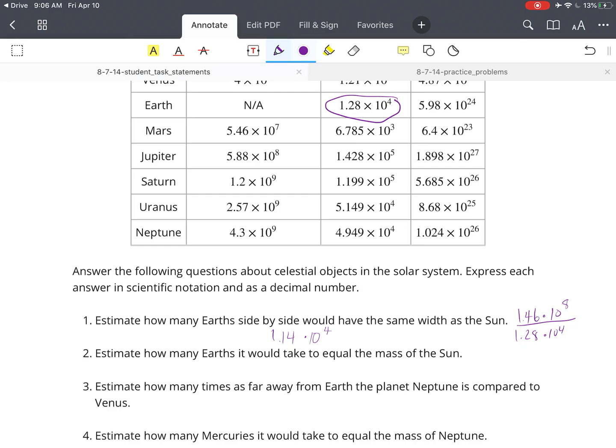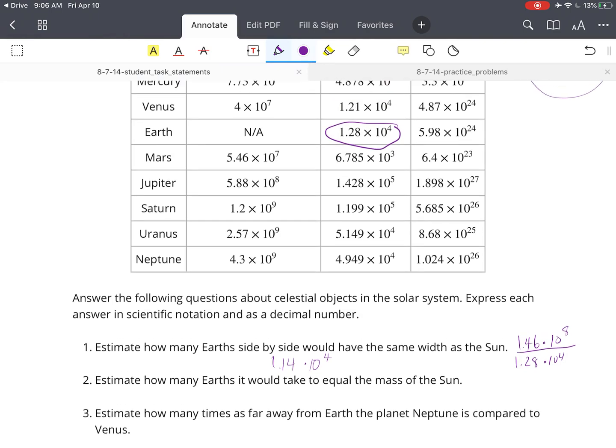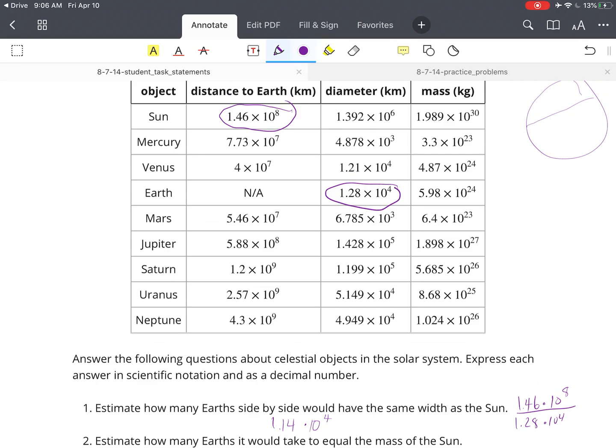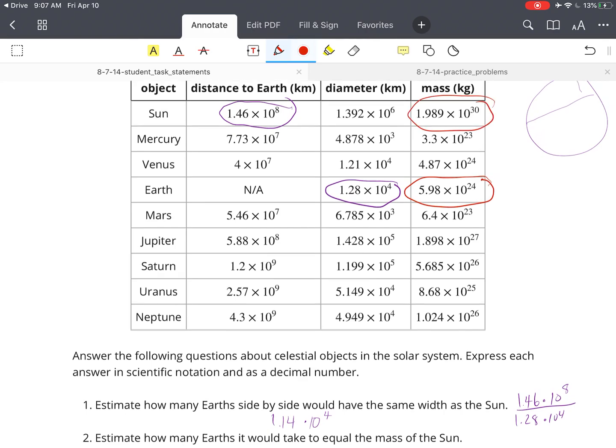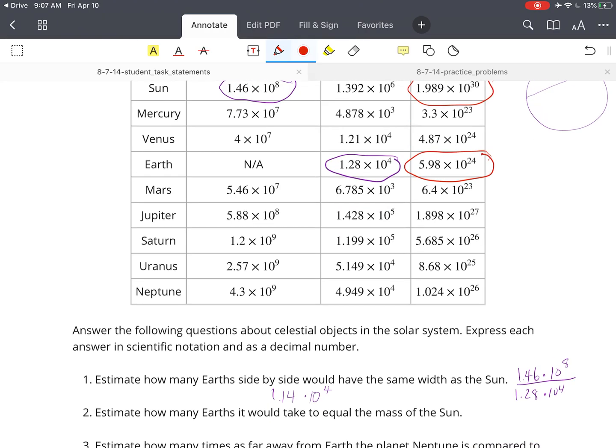About how many Earths would it take to equal the mass of the sun? So we have the mass. Let me use a different color for this one. We have the mass of the Earth, and we have the mass of the sun. So what do you think we're going to do with those two? Yup, we're going to divide. We're going to do 1.989 times 10 to the 30th over 5.98 times 10 to the 24th. So I know 10 to the 30th over 10 to the 24th is going to be 10 to the 6th.